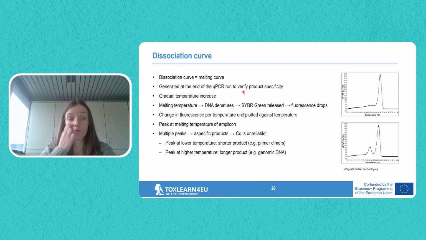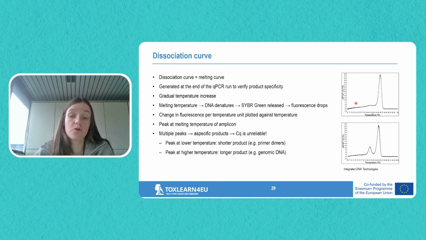So this is generated at the end of the qPCR run to verify the specificity of the product that is formed. So what will be done during the so-called dissociation stage is that the temperature is gradually increased inside the PCR device. And what will happen is when the melting temperature of your specific product is reached, the DNA will denature. As a consequence, the SYBR Green is released again, and its fluorescence strongly decreases.